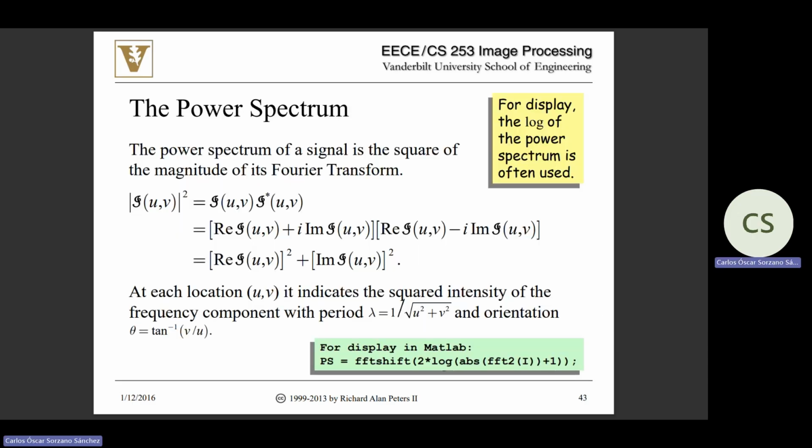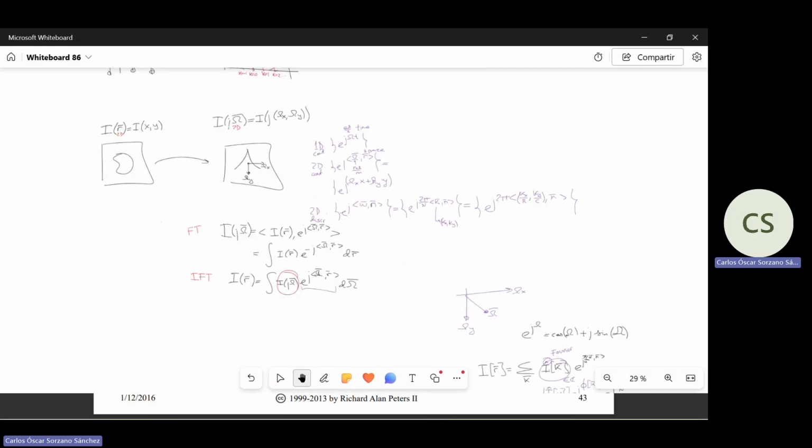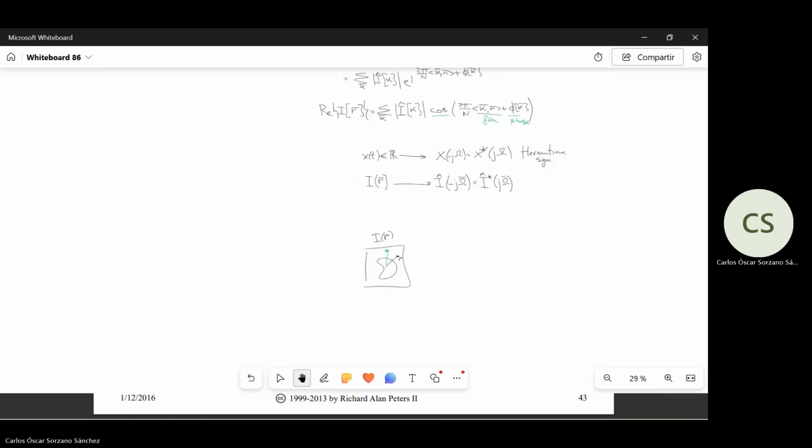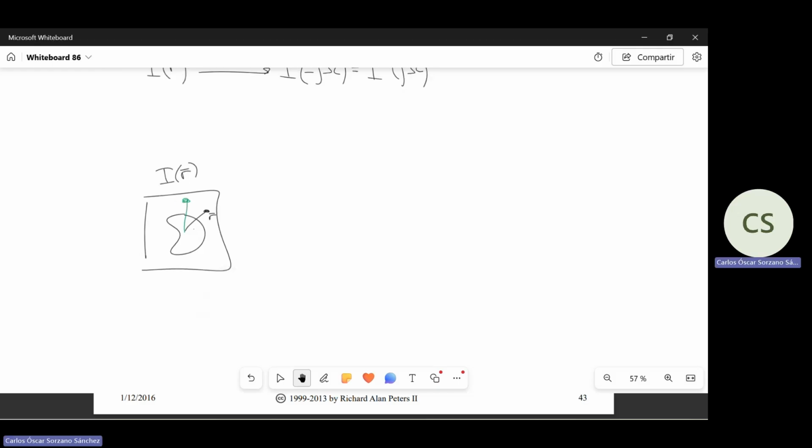Okay. Any question? No? Okay, so now how do we define the power spectrum? Actually, this definition of the power spectrum is a little bit restrictive. So let's give the more general definition of the power spectrum. So let's say we have this image, and we will compute the autocorrelation of this image.